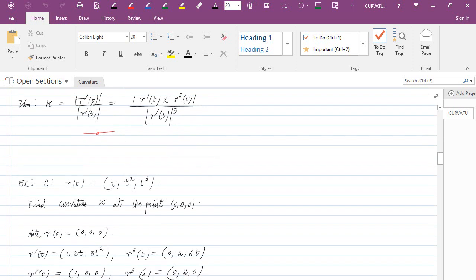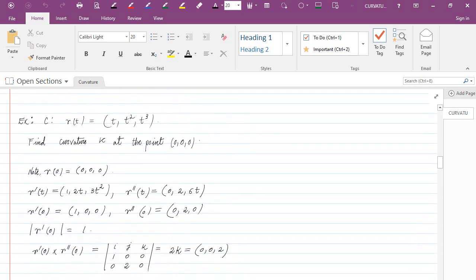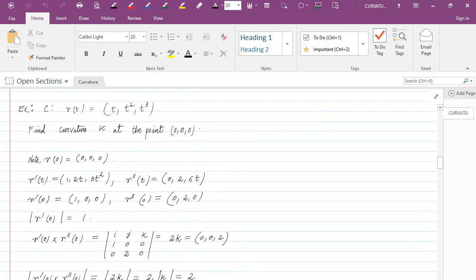So let's do an example here. Let's say C is a curve given by the vector function r of t, which is equal to t, t squared, t cubed. We want to find the curvature kappa at the point 0, 0, 0. Clearly the point 0, 0, 0 belongs to this curve because r of 0 is 0, 0, 0.